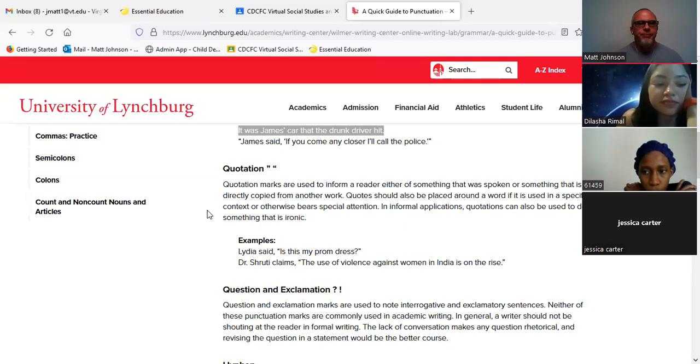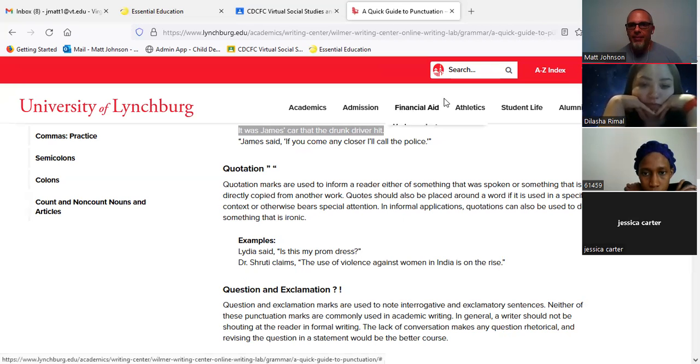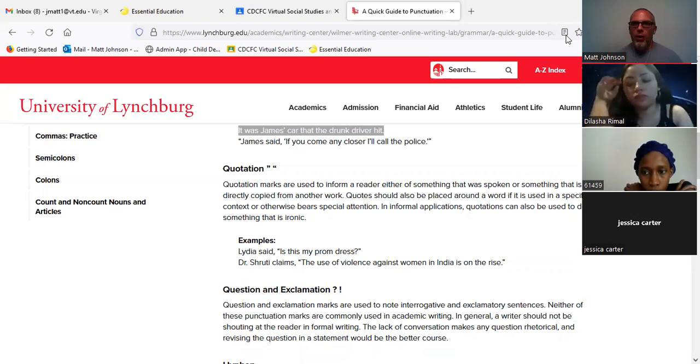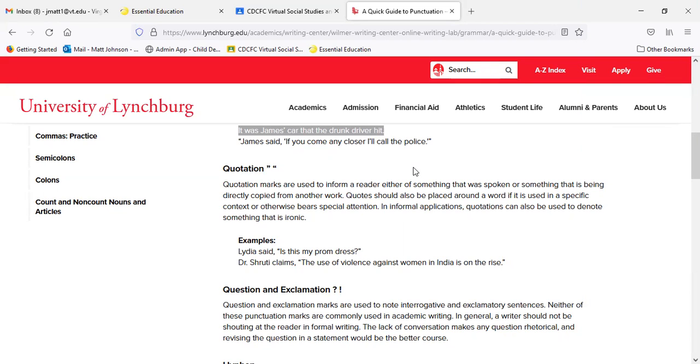So quotation marks, right? Like it says, quotation marks are used to inform a reader either of something that was spoken or something that is being directly copied from another work, right? So that's where our lesson is going to be today. Quotes should also be placed around a word if it is used in a specific context or otherwise bears special attention. In informal applications, quotations can also be used to denote something that is ironic, right? But what you're going to encounter most is for it to set off a direct quote.